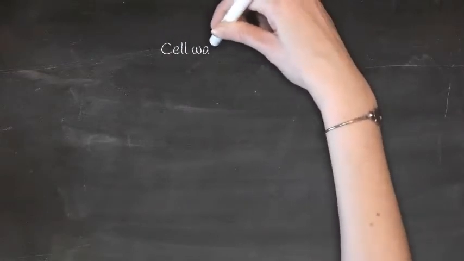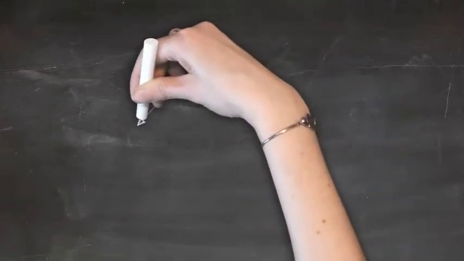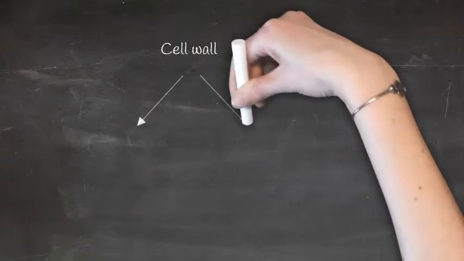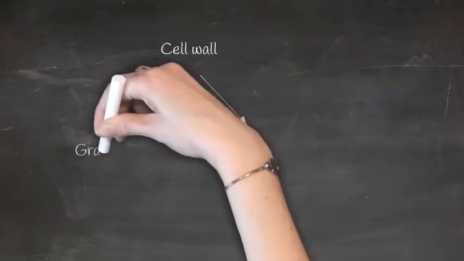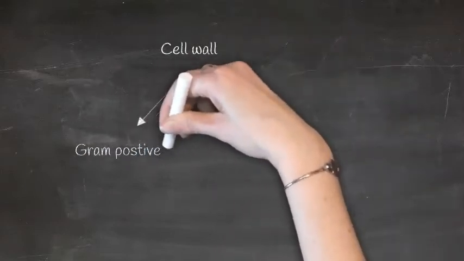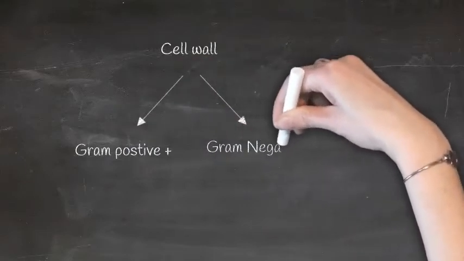As I said, the cell wall is a little complex. That is because the cell walls are categorized according to their staining characteristics. So they will either be gram-positive or they will be gram-negative.